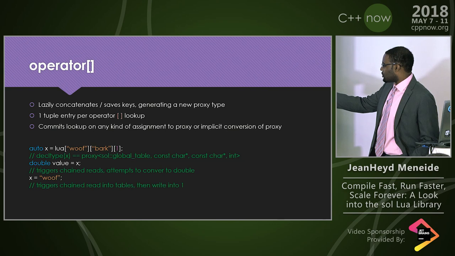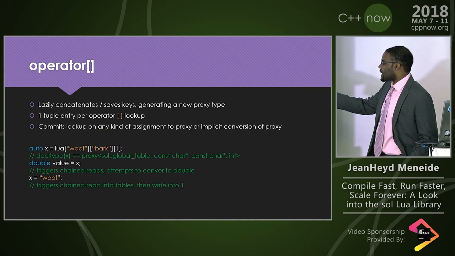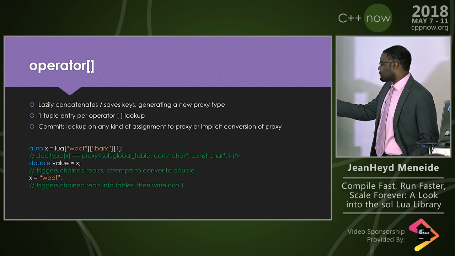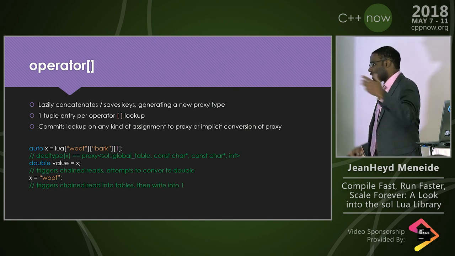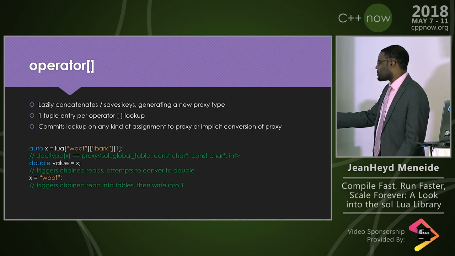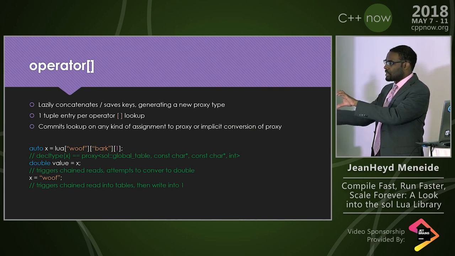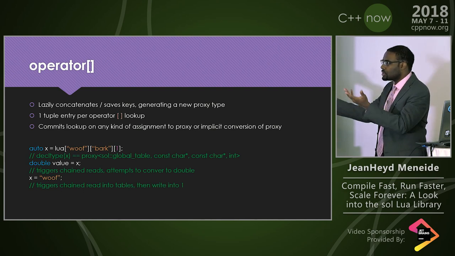So if you say double value equals x, then we do a get and we pull out the value as a double, right? Or if you set it to a string, then we do the full get of the table, and then write into the woof, the bark table at index one with the value woof, right? Okay, does that make sense?